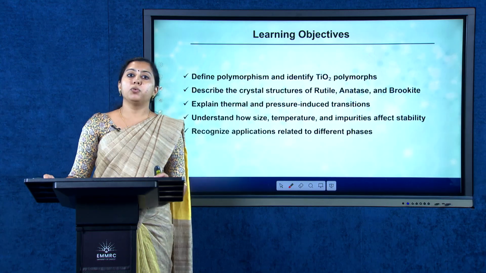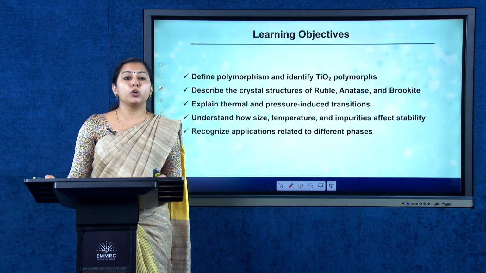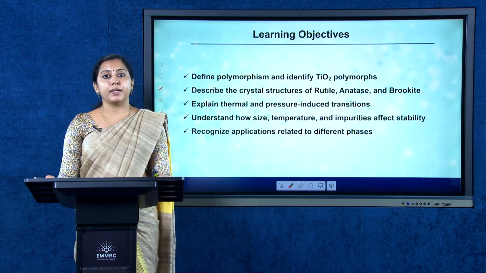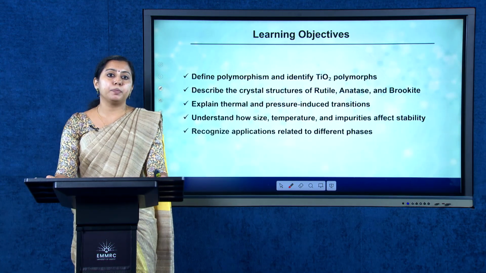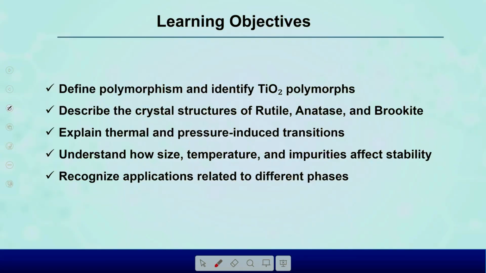Now, let us move on to today's topic, structural transitions in polymorphic forms of titanium dioxide. By the end of this session, you will be able to define what is polymorphism and identify the polymorphs of titanium dioxide. To describe the crystal structures of rutile, anatase and brookite.